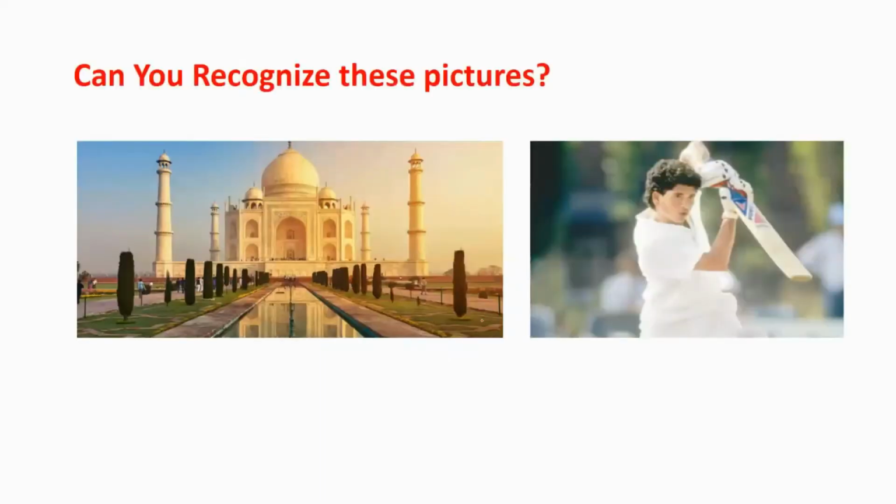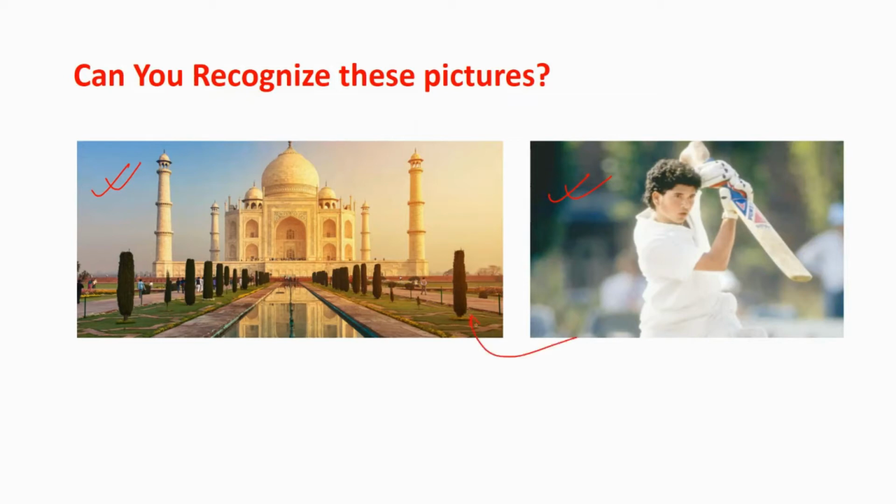So, can you guys recognize these pictures? What is the first thing? Yeah, Taj Mahal. Okay, and this one, Sachin Tendulkar. Exactly. How did you recognize this? By seeing the pictures. Yes, we have seen this before, from experience. Okay, you have seen this before.